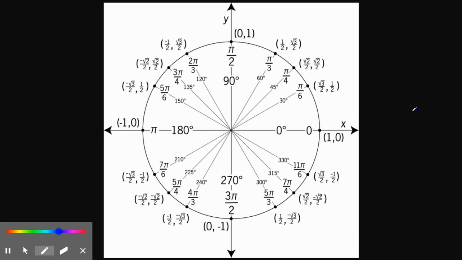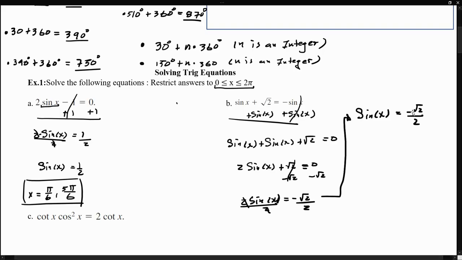That's positive square root of 2 over 2. But notice that sine is a y value, so perhaps it would be better for us to take a look at the third and fourth quadrant. So here we have one possible, which in this case, note if I take the sine of 225, that's equivalent to negative square root of 2 over 2. So we have one possible solution.